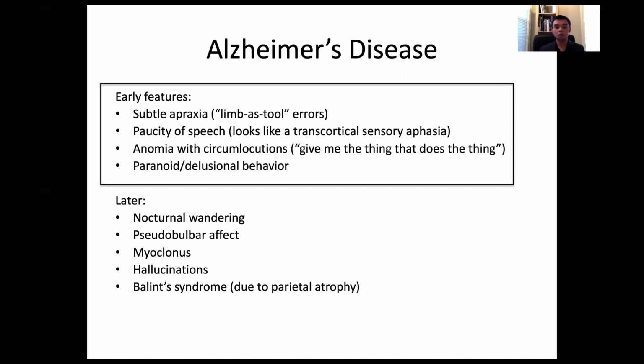As things go on, you can start to see other things. You can start to see pseudobulbar affect, which you talked about in the behavioral neurology ILA. You might see some myoclonus, some hallucinations, and you might even see Balint syndrome develop as that Alzheimer's disease starts to affect more parts of the cortex.